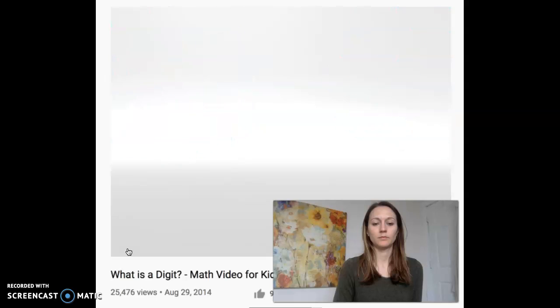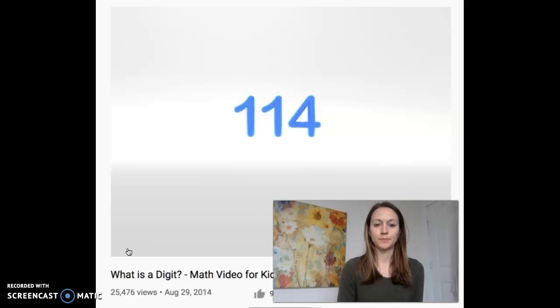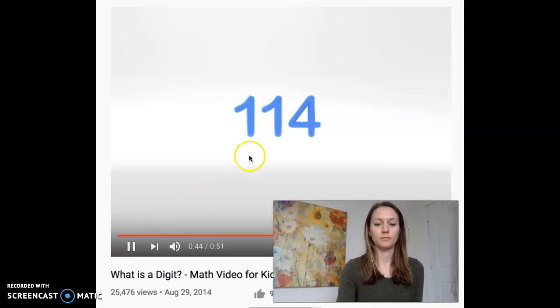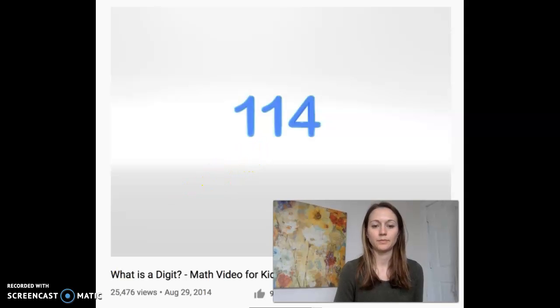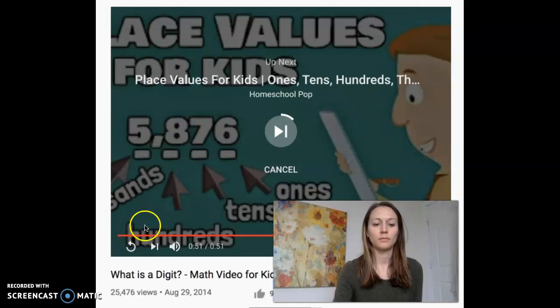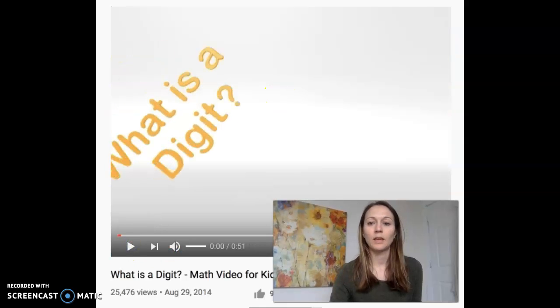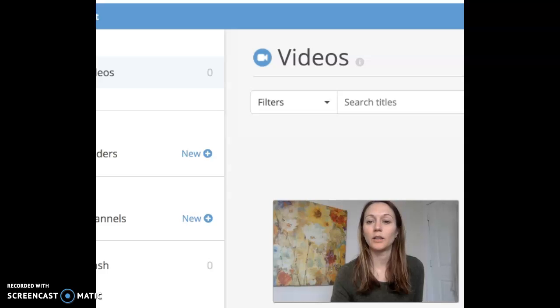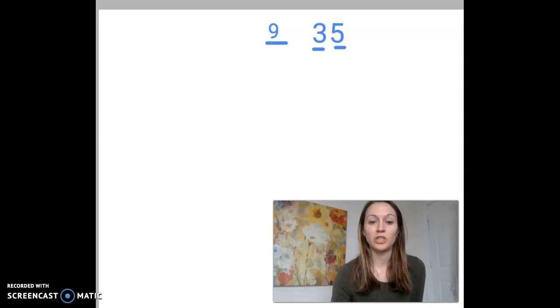Now that you have learned about digits, can you tell me how many digits are in the number 114? There are 3 digits because there are 3 numbers. As we learn more about place value, this will be helpful to remember what a digit is. All right. Now, when we are in first grade, we focus more on the 1-digit numbers and the 2-digit numbers.